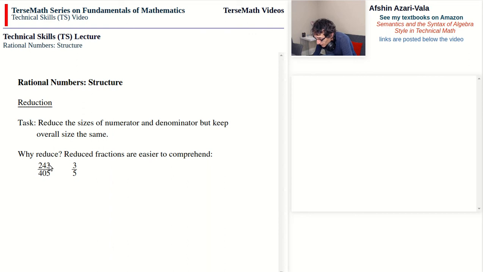In addition to making the size easier to understand, reduction is also used, as I mentioned, routinely in multiplication and division, as well as in parts of addition and subtraction. Okay, so now that we know why we need to reduce, let's talk about how to reduce.